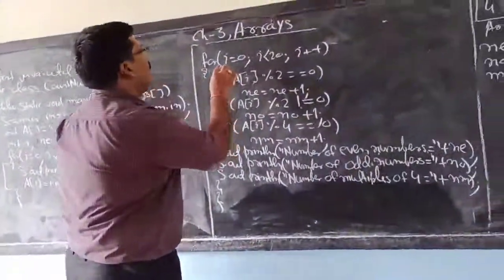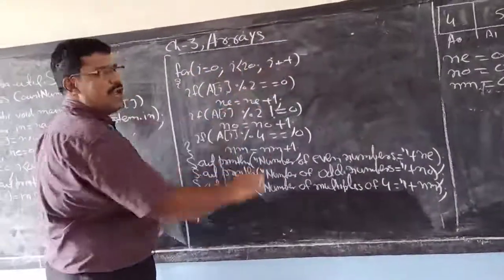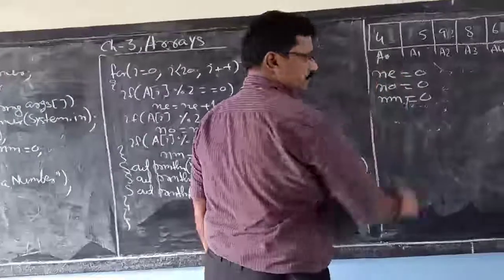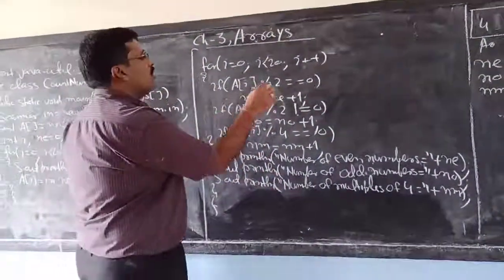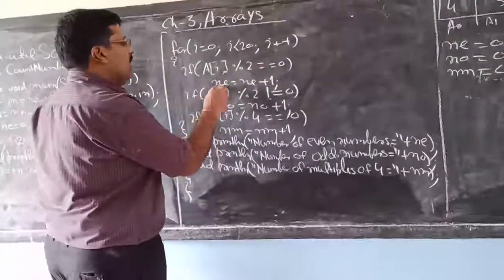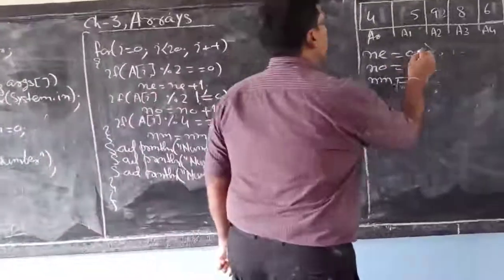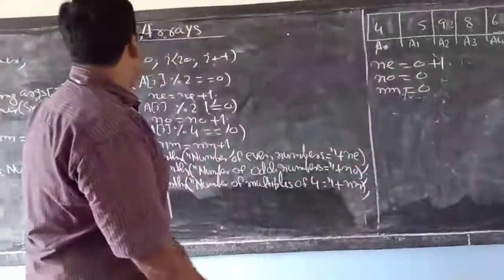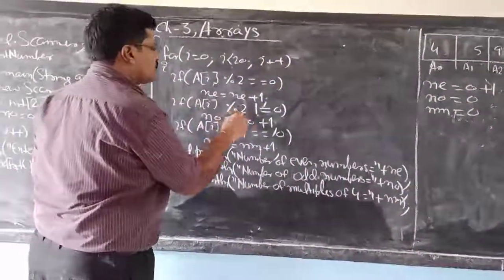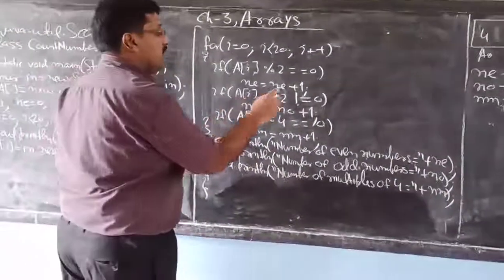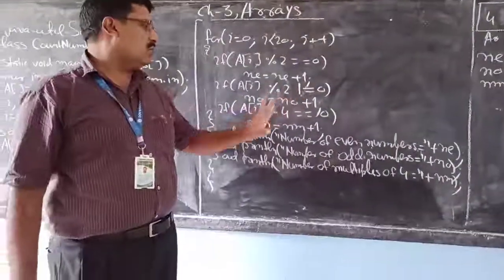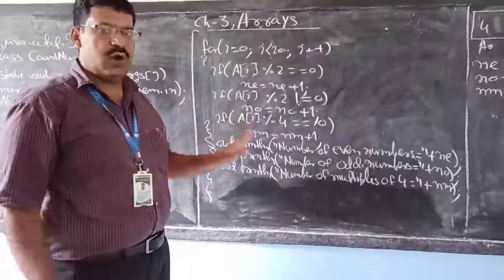Okay. Now first time loop is from i equal to 0, i less than 20, i plus plus. If a[i], means a0, what is a0? A0 is 4. If 4 modulus 2 equal to 0, yes. If you divide 4 by 2, remainder comes 0. So ne equal to ne plus 1, 0 plus 1. Okay. Now again, if a[i] means a0, what is a0? A0 is 4. 4 modulus 2 not equal to 0, wrong. This condition is false, because when you divide 4 by 2, the remainder is equal to 0. So no equal to no plus 1 will not take place.